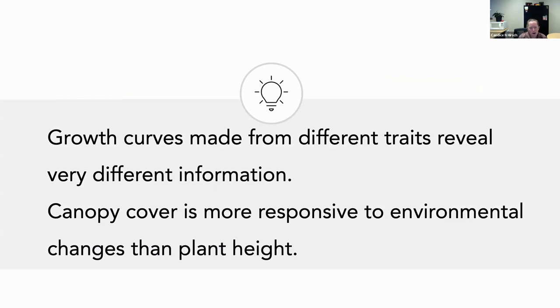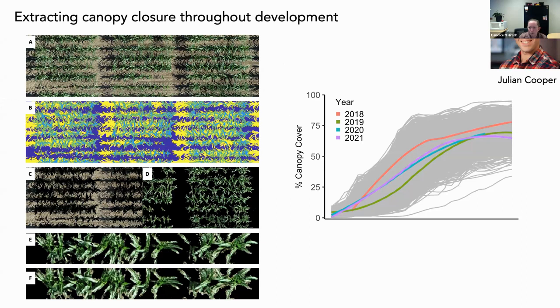These curves were made off of plant height data, but there's other metrics that we can pull out of a drone image. And one of those is canopy cover. And what we see is that canopy cover is actually far more responsive to environmental changes than plant height. So this was work done by Julian Cooper. He took those same drone images, and instead of pulling out the heights of each plant, he figured out what is the canopy cover by masking out the soil and saying how much plant material is there in each image.